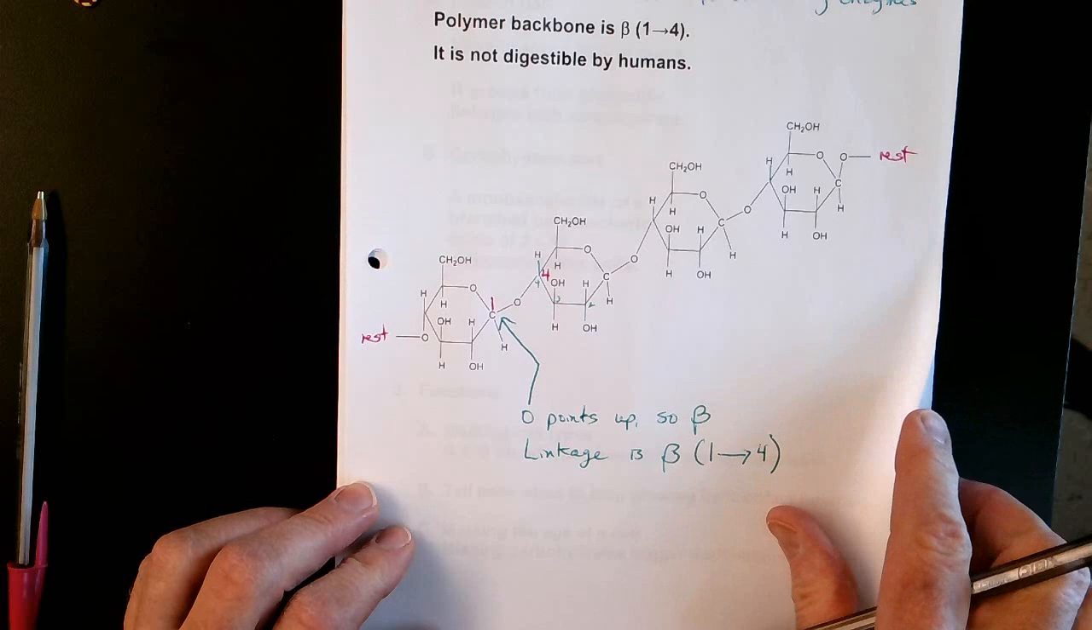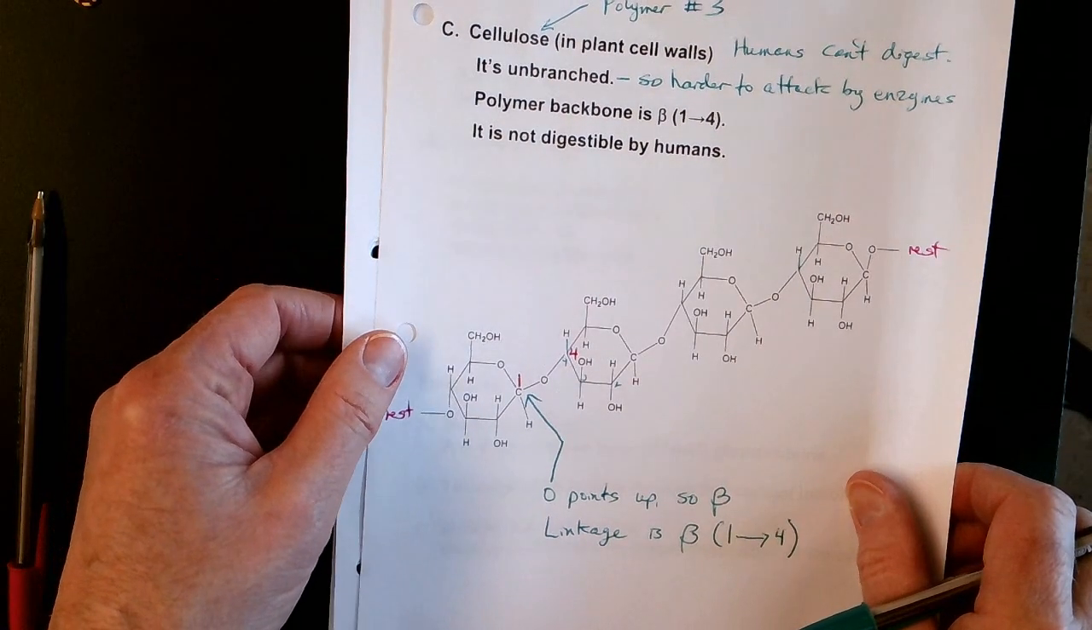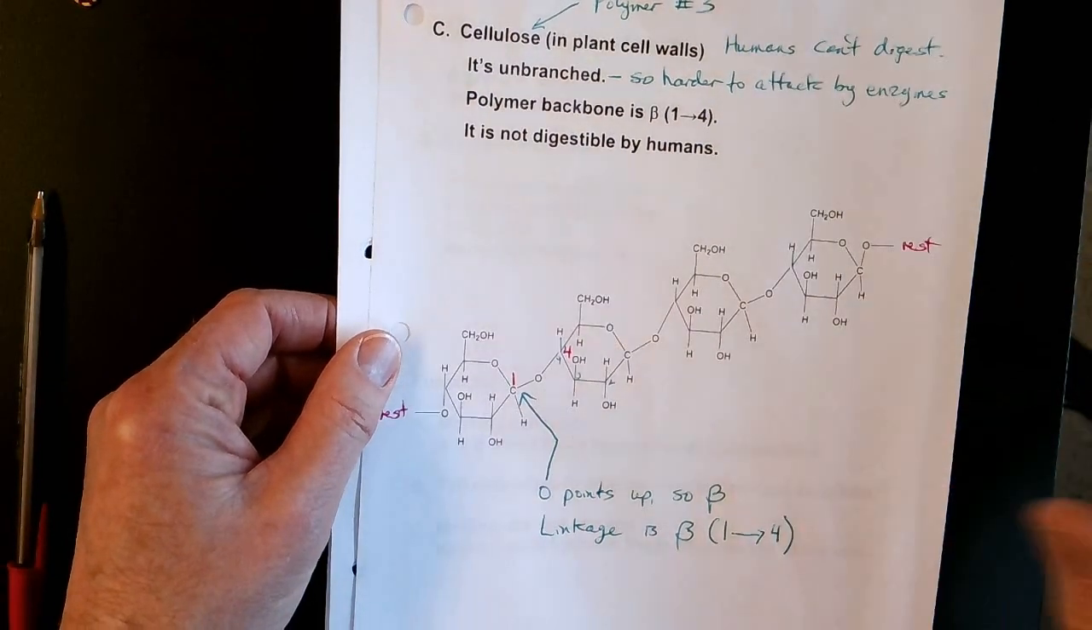So that's 3 polymers made from glucose, and those are the ones we'll deal with in this class. There aren't any others.